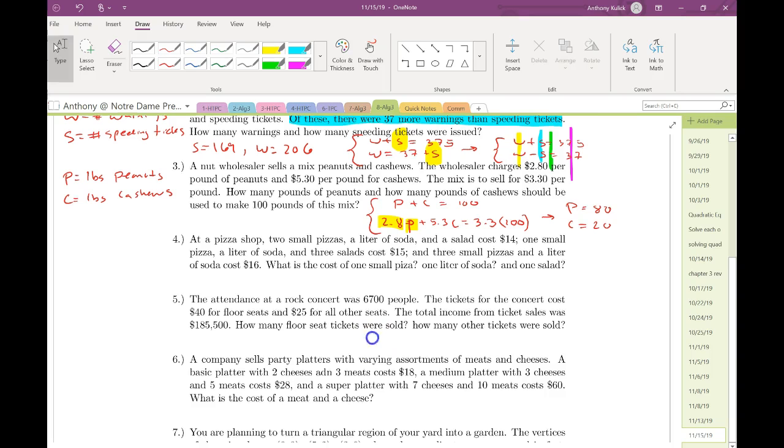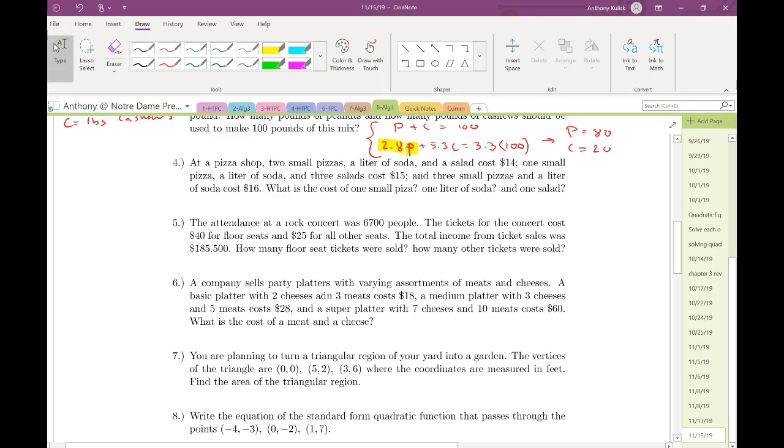All right. 4. How many variables are there in question 4? 3. So I'm going to use P for the cost of the pizza, L for the cost of the liter of soda, and S for the cost of the salad. Again, the last sentence there is basically telling you that we're looking for 3 variables. There's 3 quantities that we want, right? Okay.